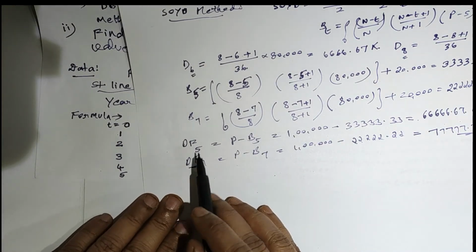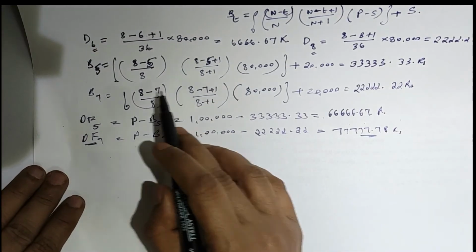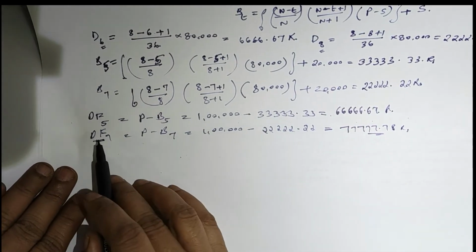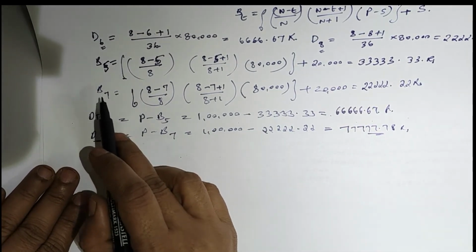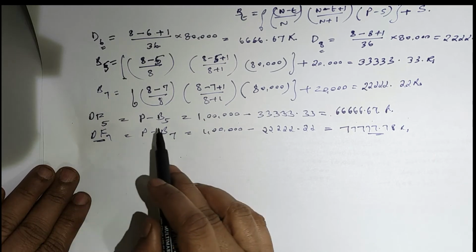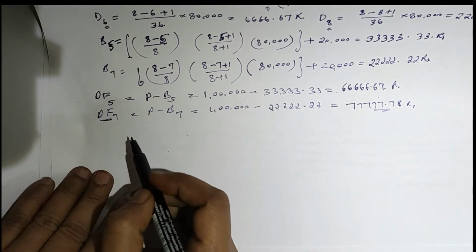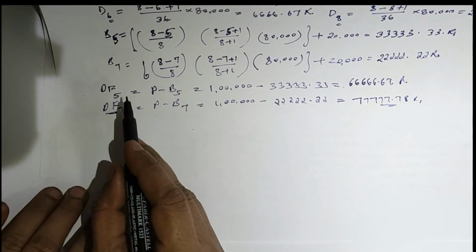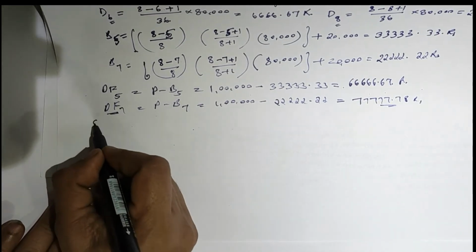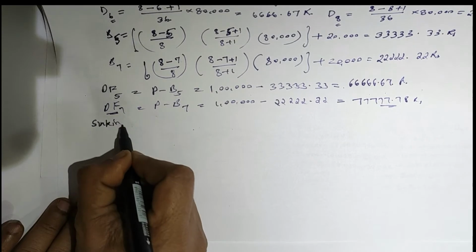So to calculate depreciation fund, you always need the book value. If they directly ask this also, you have to calculate book value, then only you have to continue. Without asking book value, if they ask only depreciation fund, even then you have to find out book value and then only continue. Next, this is the end of SOYD method. Now let us see sinking fund method.